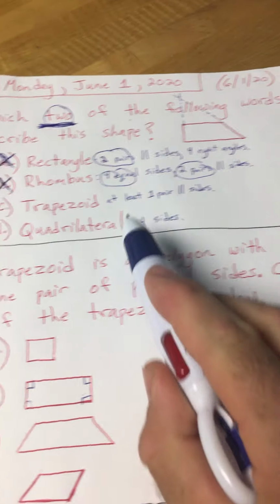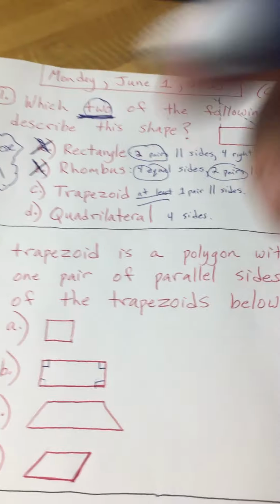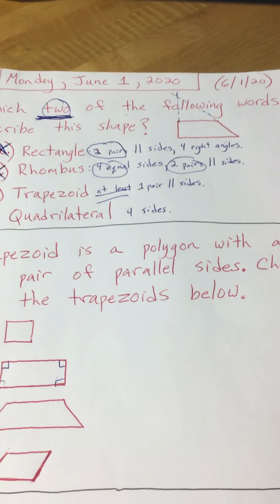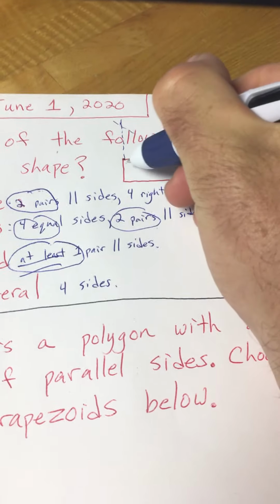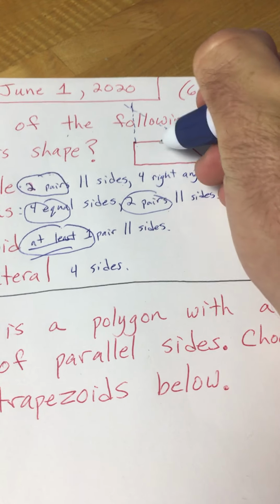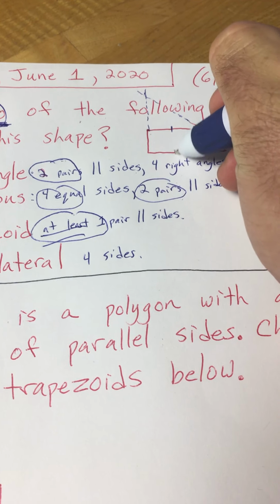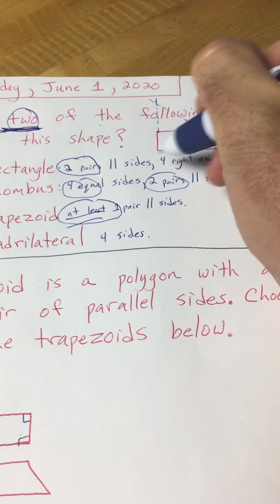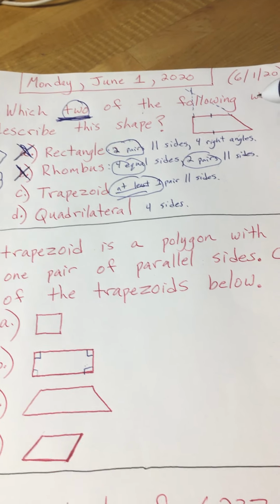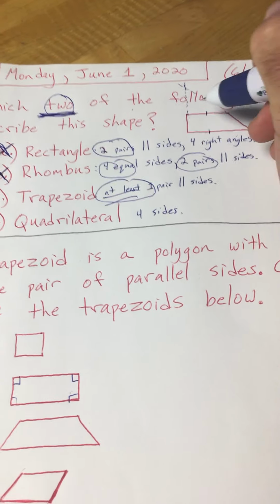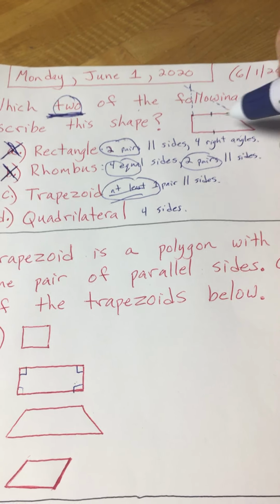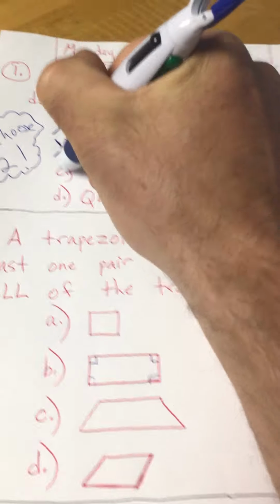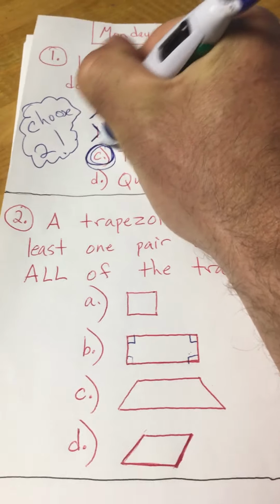So let's check out trapezoid. At least one pair of parallel sides. At least one. So a trapezoid can have two pairs of parallel sides, but it needs to have at least one. Does it have that? This one and this one. This side here and this side here are both parallel. So that's one pair of parallel sides. Yes, it does. It doesn't have a second one, but it does have at least one pair of parallel sides. There it is right there. So yes, this shape is a trapezoid.